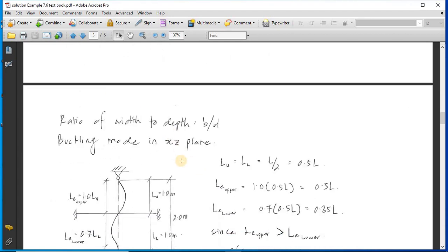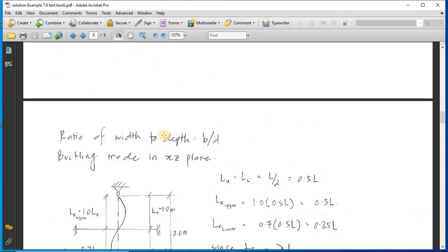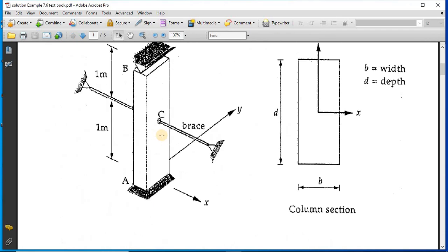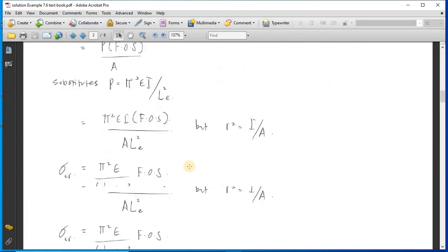Basically, the XZ plane is a plane where the column is buckled about the YY axis. Looking at this particular diagram, this is the XZ plane, so the column is buckled about the YY axis. This is the direction of buckling about the YY axis.